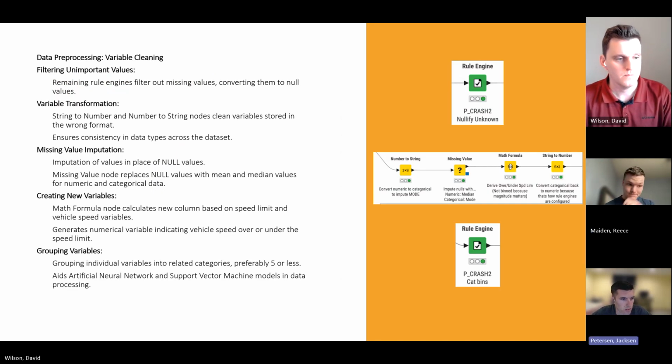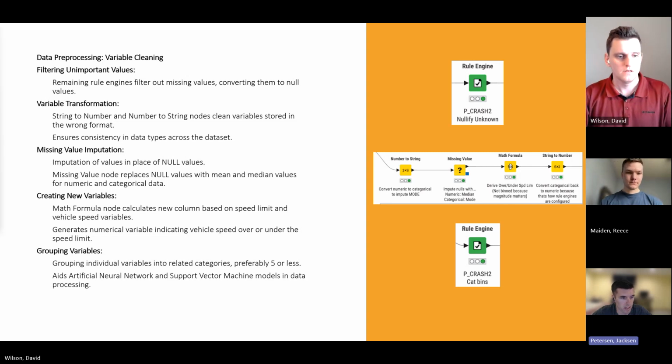After selecting our 34 columns, we transform the data a little bit more. We use rule engines to filter out missing values, converting them to null values. And then we did some more transformation on those variables by moving strings to number and numbers to strings, so that we can ensure consistency in our data types across the data set.